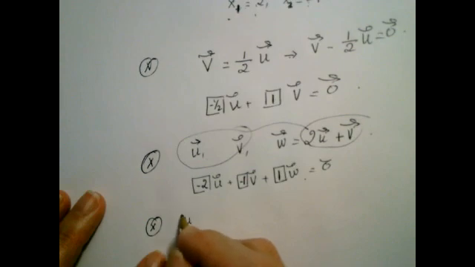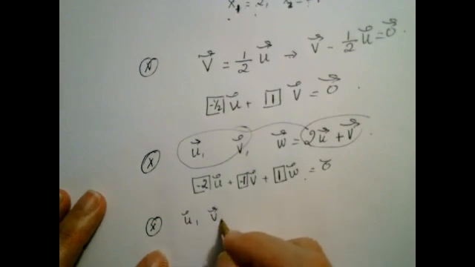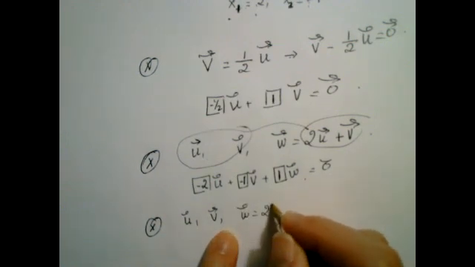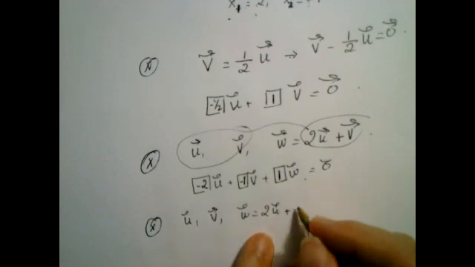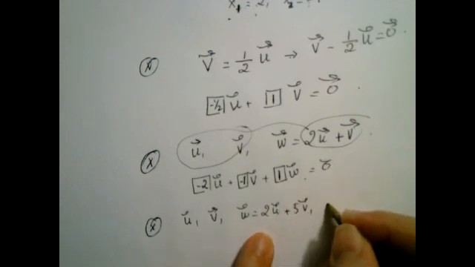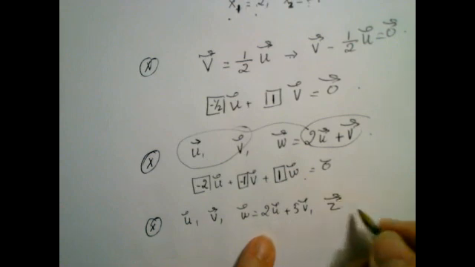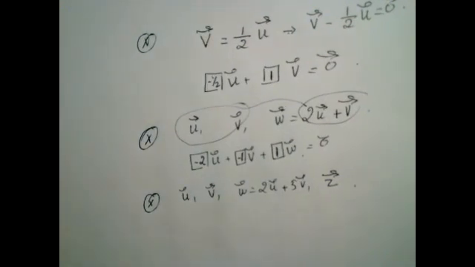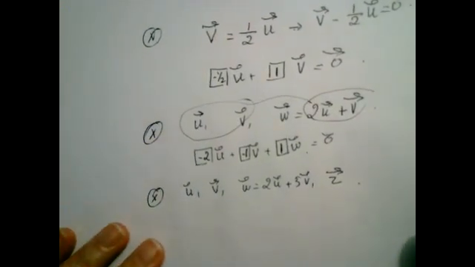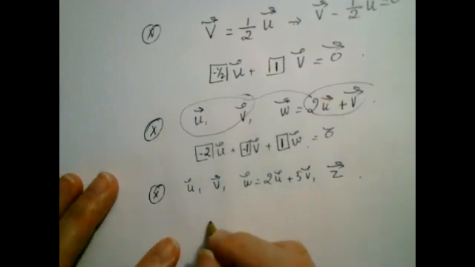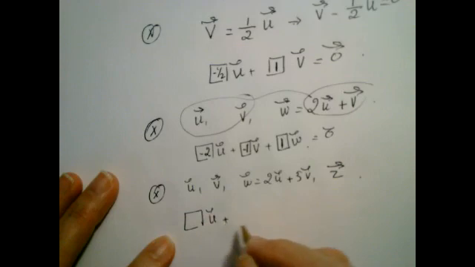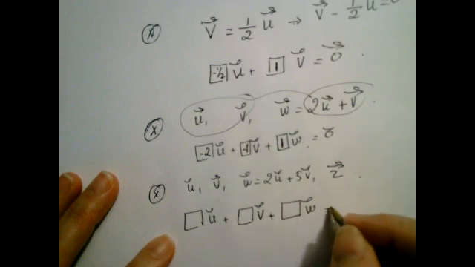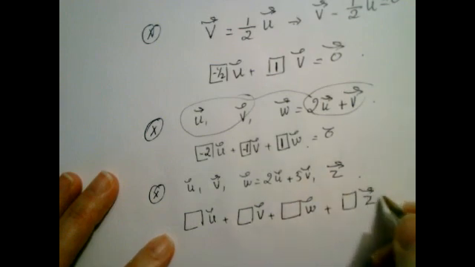So will this extend to 4 vectors? Suppose I have u, v, and w to be 2u plus, I don't know, plus 5v, and I have another vector. Let me make up another vector, z. Then I have 4 vectors, okay? My question to you, are those linearly dependent or independent? Those are linearly dependent. I want the weights, because I want to make sure that that's what my definition is. And we're trying to understand the definition.